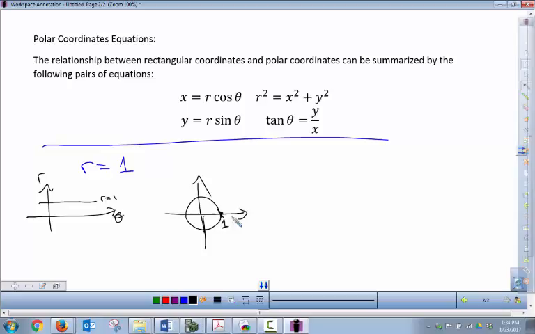So sometimes an idea might be to try to translate this into Cartesian coordinates using these equations. And so you have r is equal to 1. You can use this equation over here. 1 squared is equal to x squared plus y squared. And that's just the equation of your circle. X squared plus y squared is equal to 1.